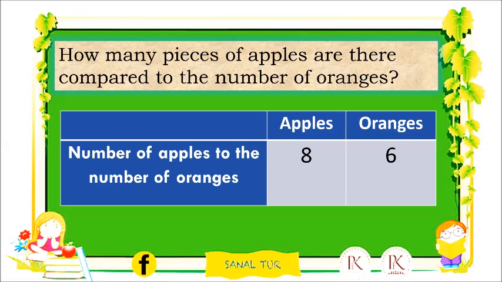So remember, kids, that the first object being compared to the second object should come first. For example, your first object is apple, so the first number should be apple. If the second object you are referring to is oranges, you cannot interchange that one. You got it? Okay. Next question.